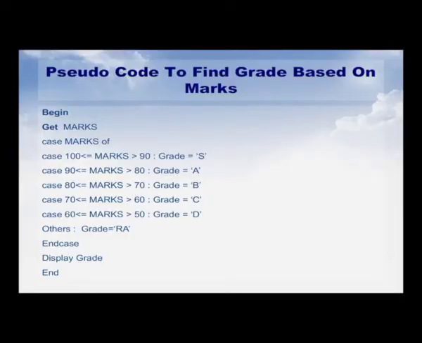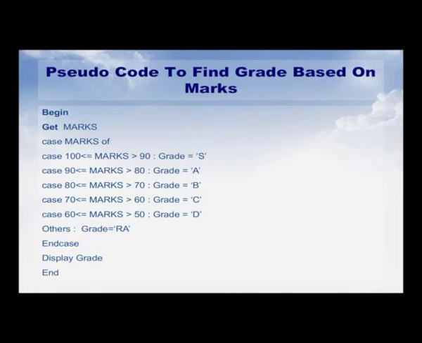Let us now rewrite the pseudocode to find the grade of a student, given his or her mark, using the case construct. Pseudocode to find the grade based on marks. So, now we get the marks, case followed by marks, of, and now we write the conditions. If marks is less than or equal to 100 but greater than 90, then we assign S to the grade.